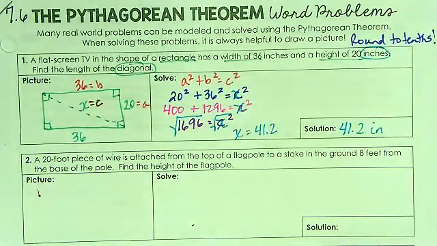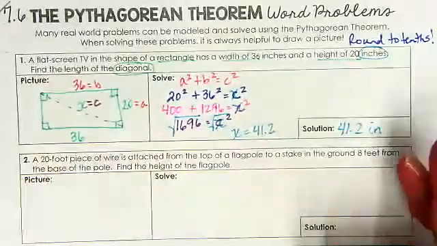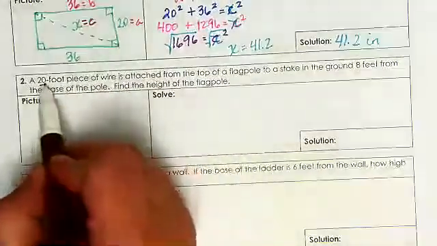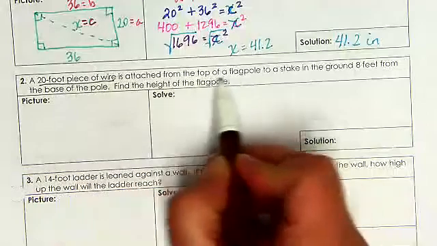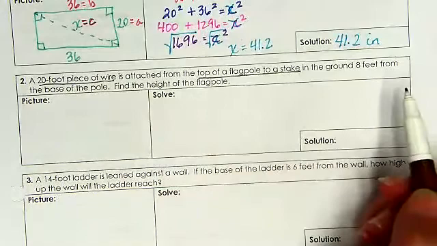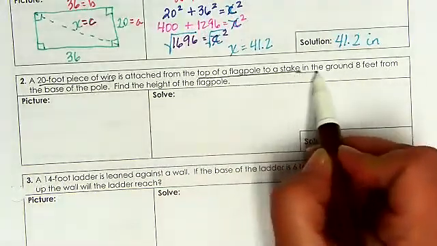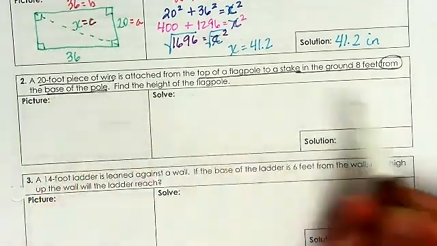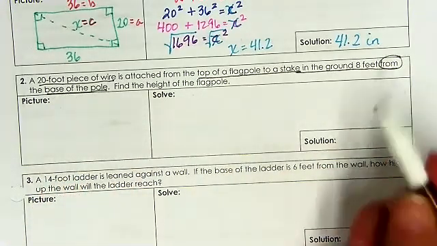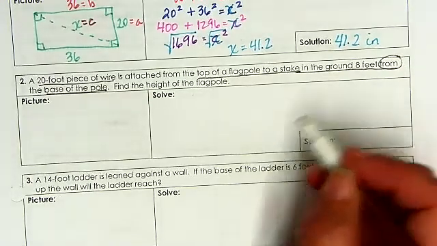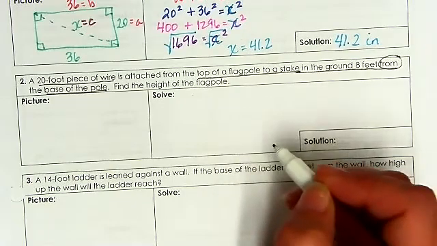Okay, let's work another example, looking at number 2. We have a 20-foot piece of wire and it is attached from the top of a flagpole to a stake in the ground, 8 feet from the base of the pole. So it's 8 feet from the base of the pole to the stake.